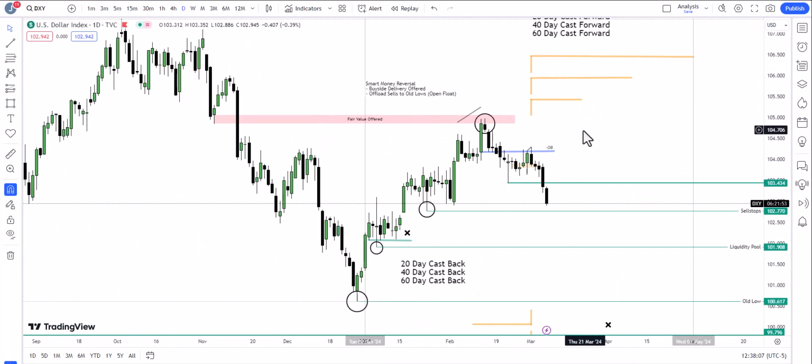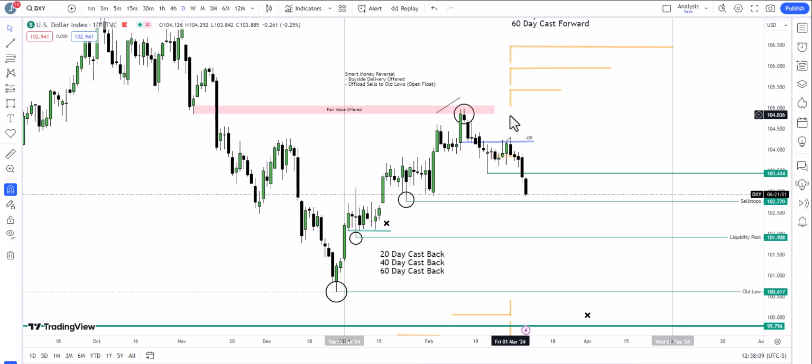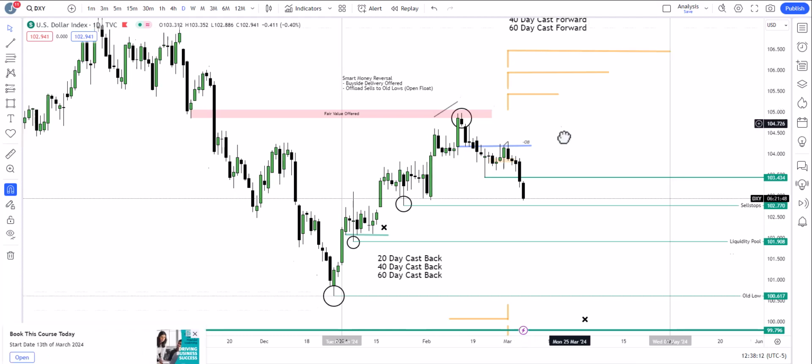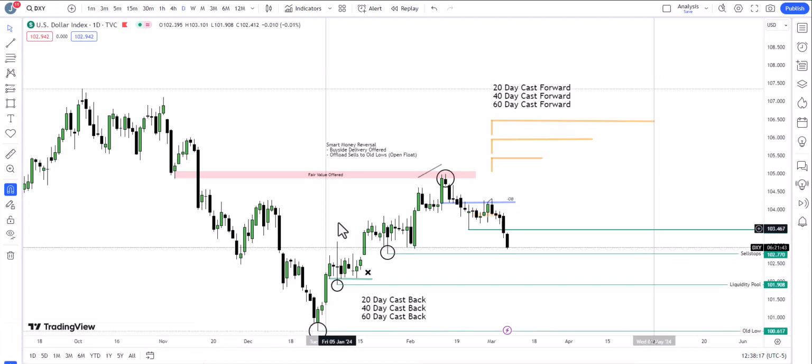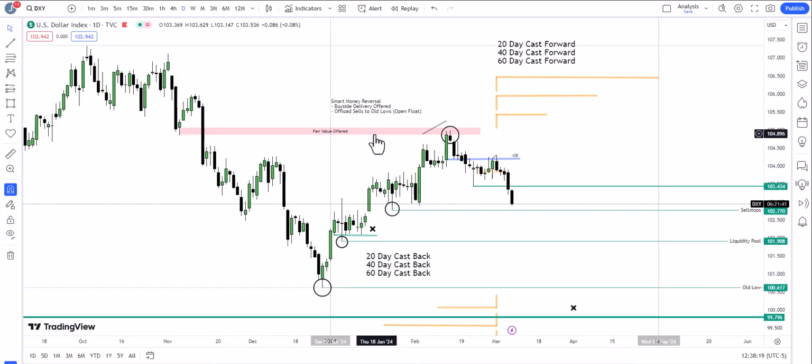So this is from when I last did it. We have the 1st of March, casting forward 20, 40 to 60 days, that range. Fair value was offered up here when price retraced up into that bearish order block. So we got a smart money reversal there. Buy side delivery had been offered on the run up here, offloading sales to the old lows, open float. So here's your open float here, here, and here. Okay, bearish order block there. Last up close candle before the downward move.